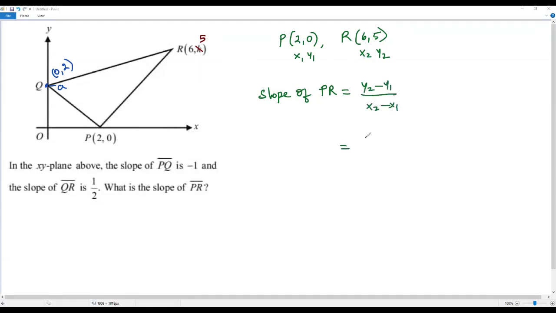Okay, the value of y2 is 5, the value of y1 is 0, and the value of x2 is 6, and the value of x1 is 2. So 5 minus 0 is 5, and 6 minus 2 is 4. Okay, if I want, I can write this fraction as a decimal, that is 1.25. Therefore, the slope of the line segment PR is 5/4 or 1.25.